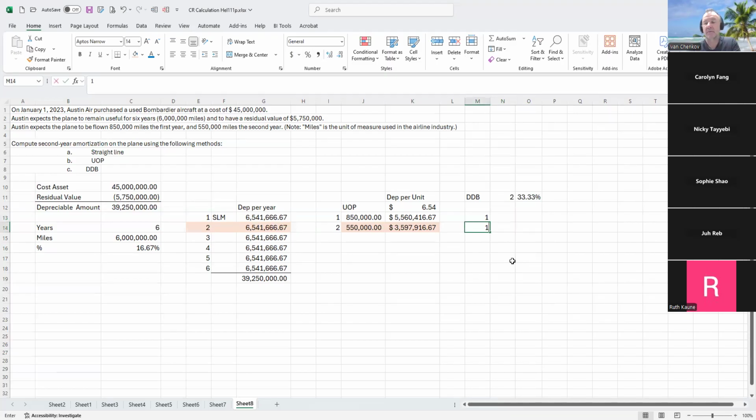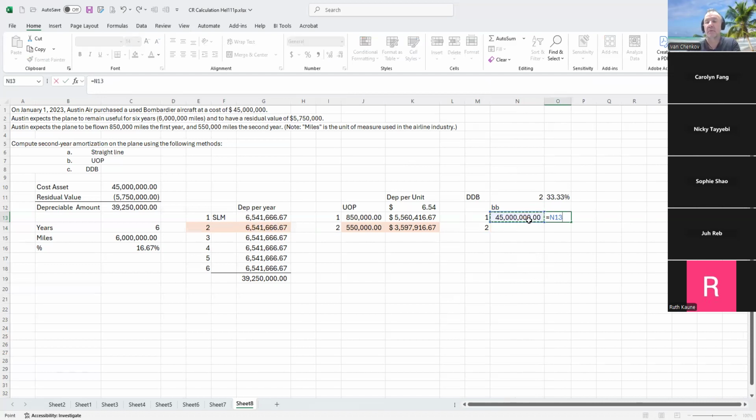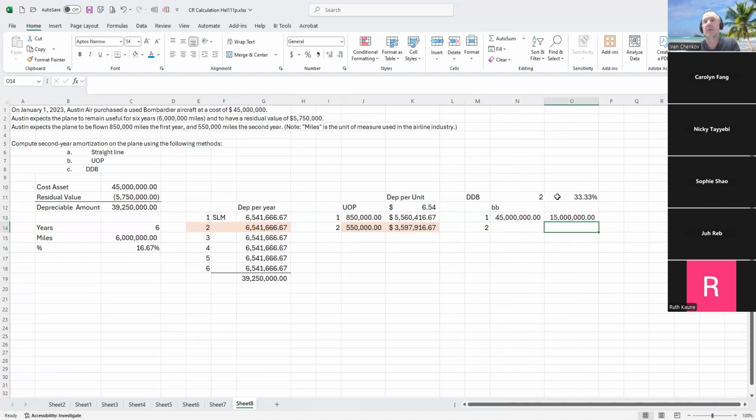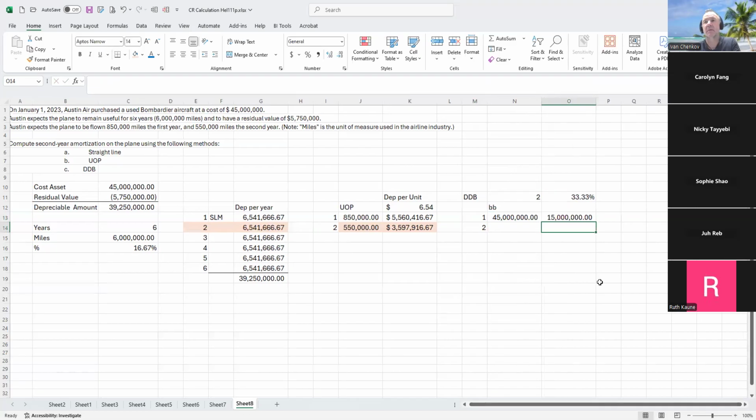So year one, year two. That will be my starting point. Beginning balance will be 45, then years 1, 2, 3. Then I'm going to apply this depreciation rate times this one, and then I'm going to see how much my ending balance is. 30 million: this one minus that one. And the next year, how much will be my depreciation? 10 million.